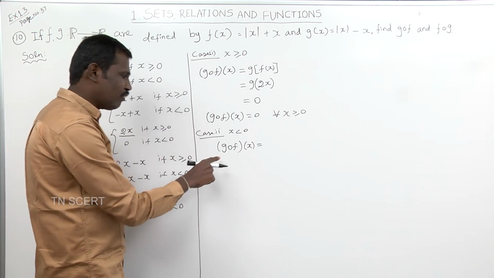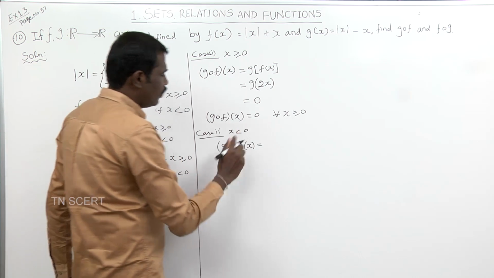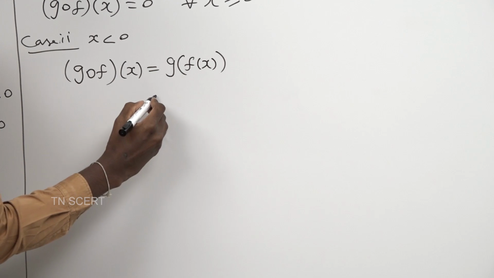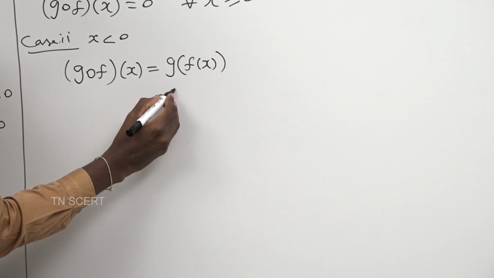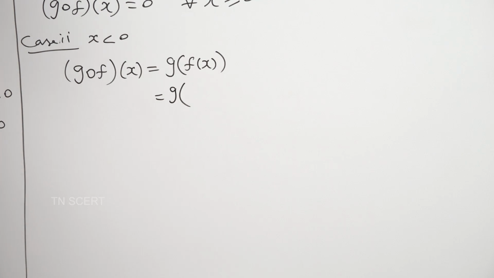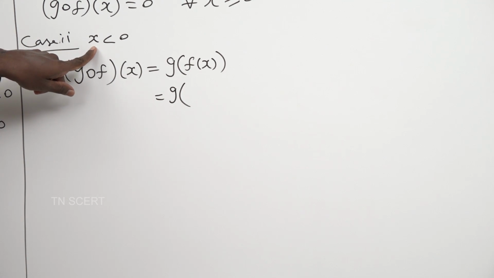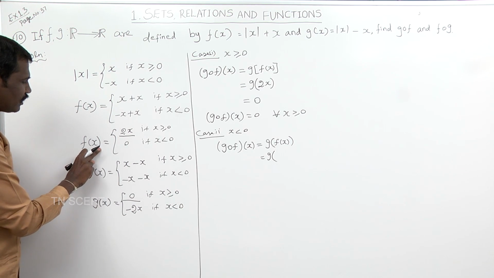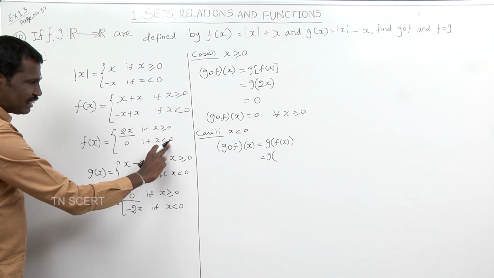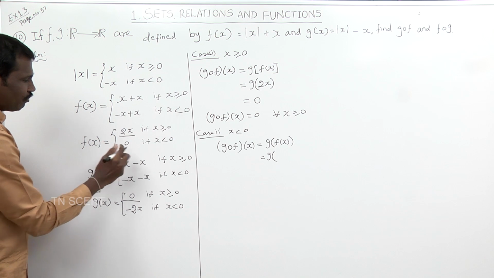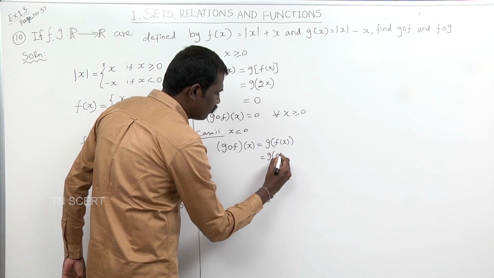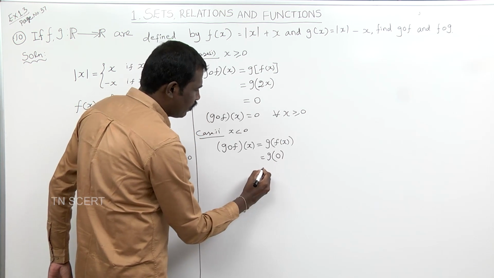This is equal to, by the definition of g composite f, g of f of x. This is equal to g of f of x, where x is negative. So, whenever x is negative, what is the value of f of x? Let us see the function f of x. When x is negative, the value of f of x is nothing but 0. So, in the place of f of x, we have to put 0.